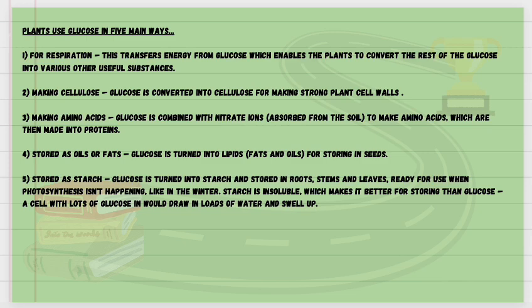Stored as starch. Glucose is turned into starch and stored in roots, stems, and leaves, ready for use when photosynthesis isn't happening, like in the winter. Starch is insoluble, which makes it better for storing than glucose. A cell with lots of glucose in it would draw in loads of water and swell up.